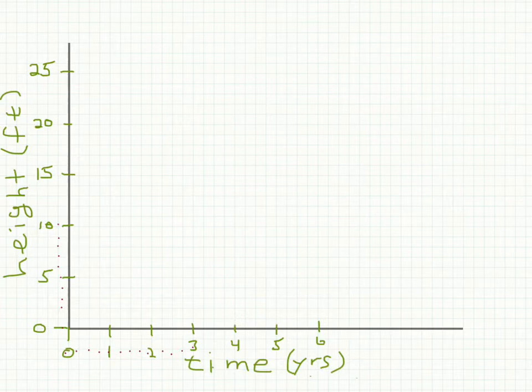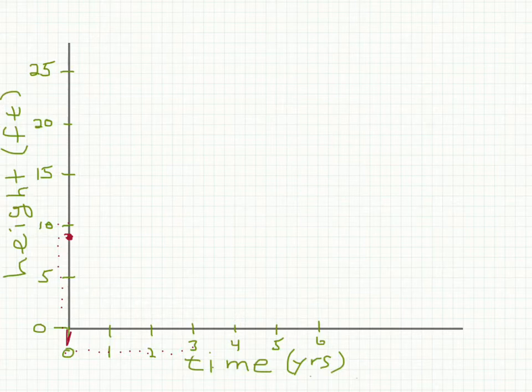So the first data point that we had in our data table was the data point 0, 9. That means that at time 0, which is represented on our graph right here, the tree was 9 feet tall. So I'm going to go up here to 9. Here's 10. Right below 10 is the value 9. So our first data point is right there at 0, 9. I went over 0 and I went up 9.